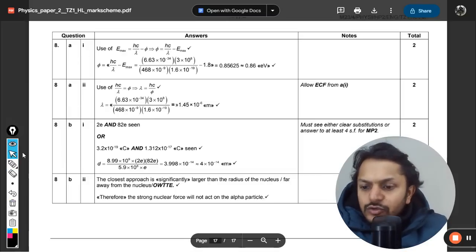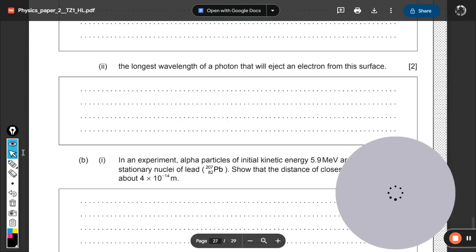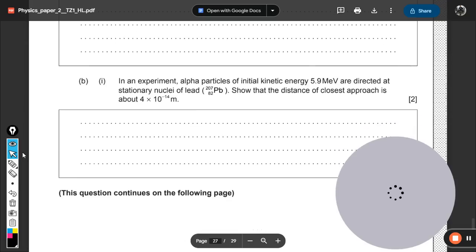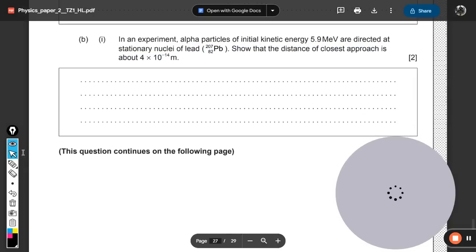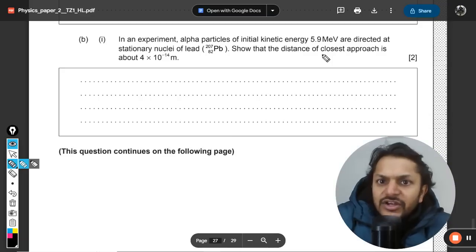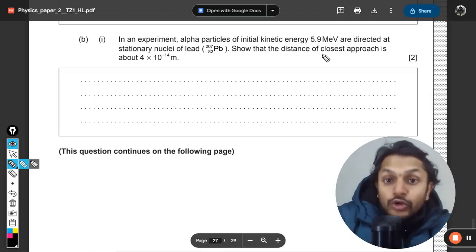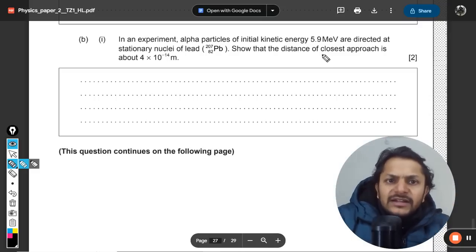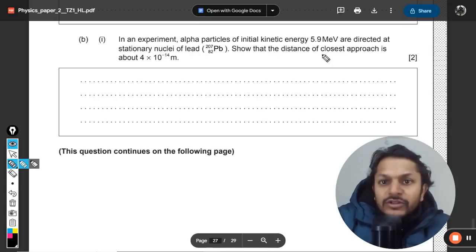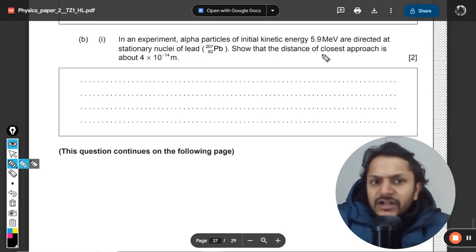Let us go to the next question now, 8b1. In an experiment, alpha particles of initial kinetic energy 5.9 mega electron volt are directed at stationary nuclei of lead, which has mass number 207 and proton number 82. Show that the distance of closest approach is about this. So we want to find the closest approach.